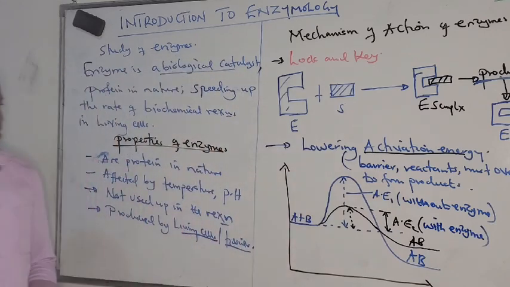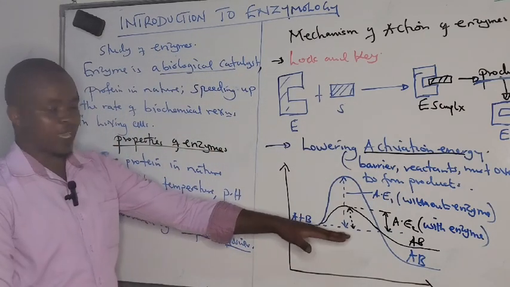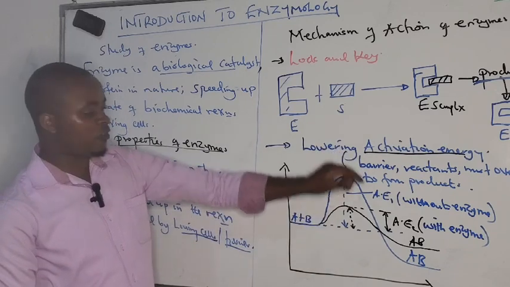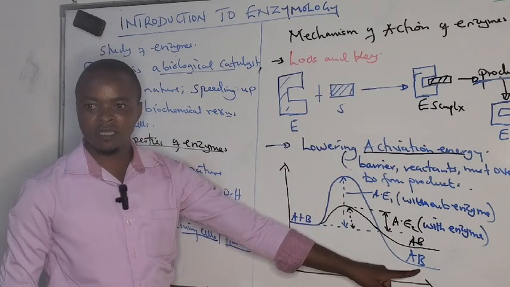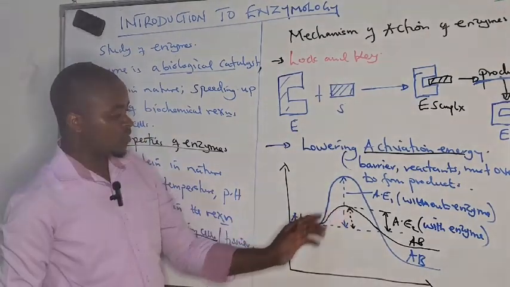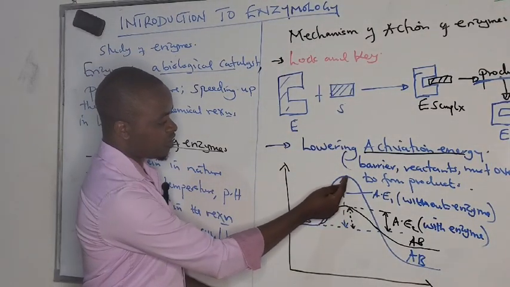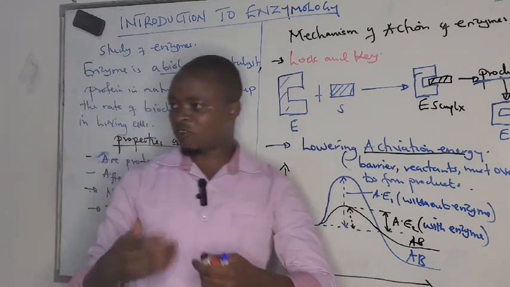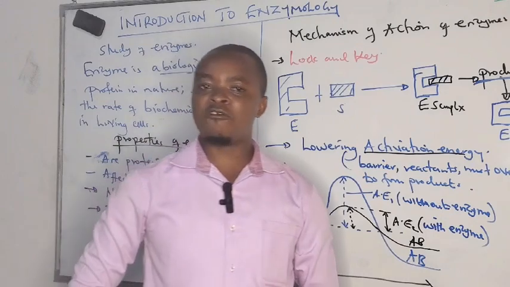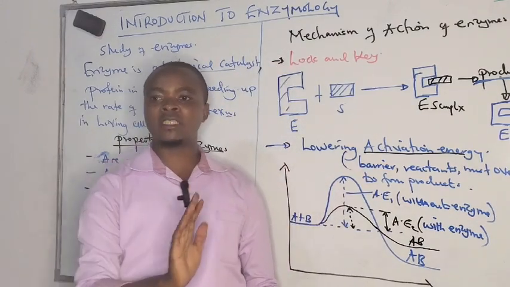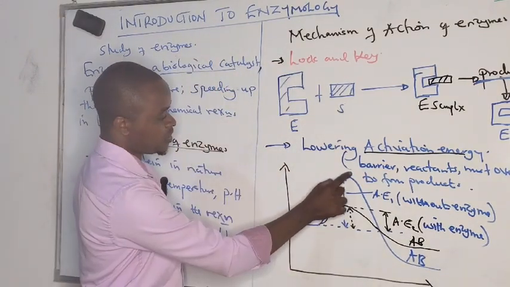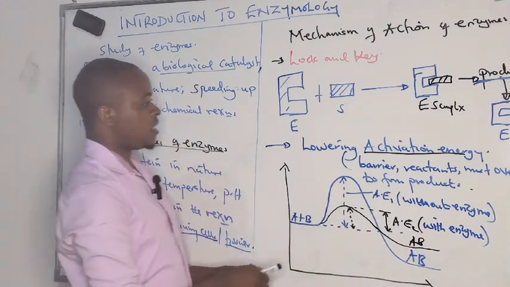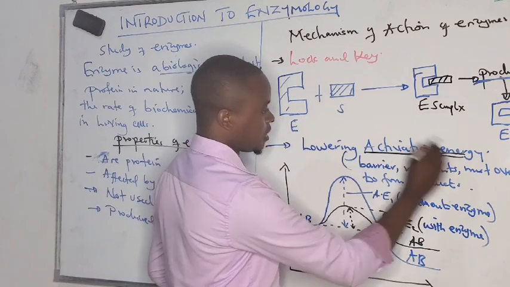So graphically we can see that at first without the enzyme, we needed much energy to move up to this side before we form product A and B. But when I introduced an enzyme, we see that the enzyme has lowered the activation energy from this point up to this point. That's how they speed up the rate of biochemical reaction. They have reduced the time we would waste moving from here up to here, and we have reduced it to moving only here. So that's why we say they act by lowering activation energy.